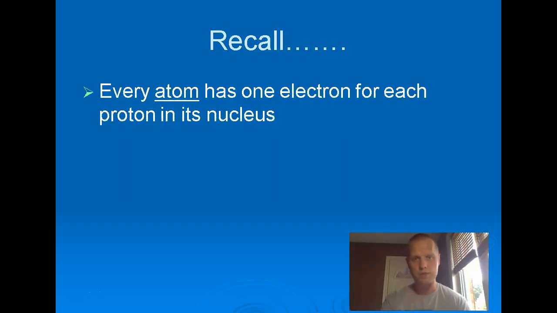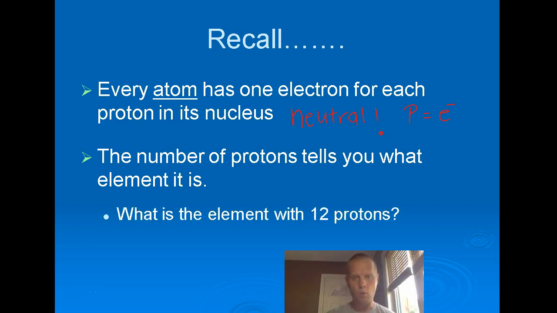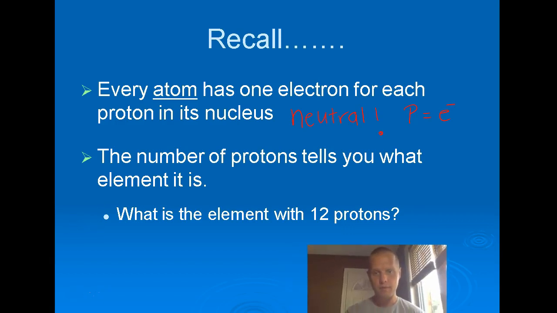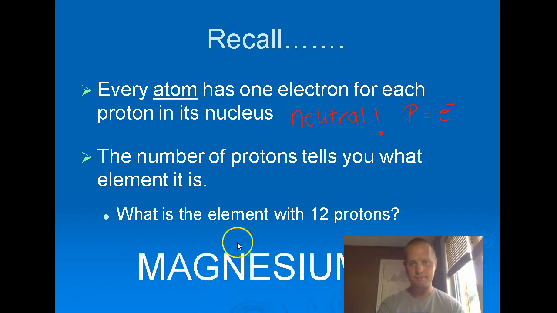Okay, so let's recall something. Each atom has one electron for each proton in its nucleus. This is known as neutral. When you have the same amount of protons and electrons, you are neutral. The number of protons tell you what element it is. Now remember, what is the element with 12 protons? Look at your periodic table, see if you can find out. If you take a moment, you should see that it's magnesium.